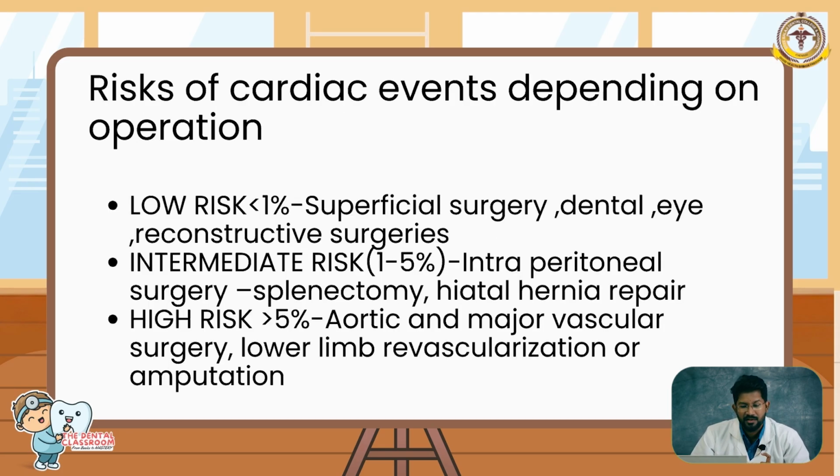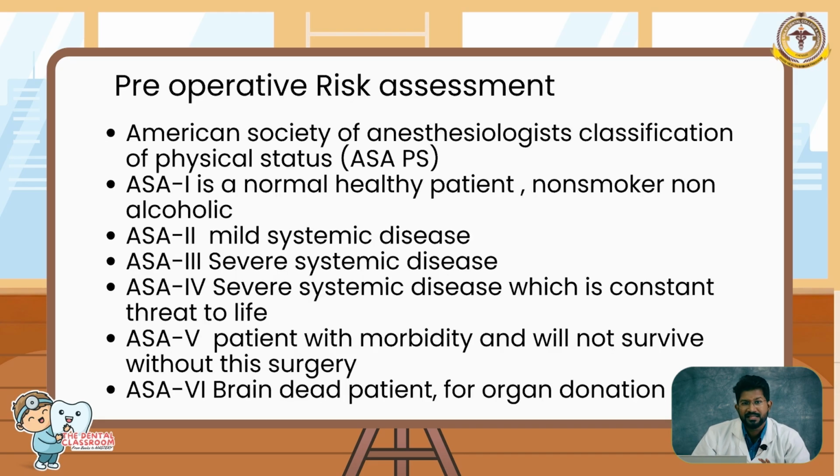For example, there is a low risk of less than 1% in all superficial surgeries, dental surgeries, eye surgeries, and reconstructive surgeries in a healthy individual. There is a risk of 1 to 5% in intra-abdominal surgeries such as splenectomy and hiatal hernia repair. There is a high risk of more than 5% in aortic and major vascular surgeries, and limb salvage or amputation procedures.